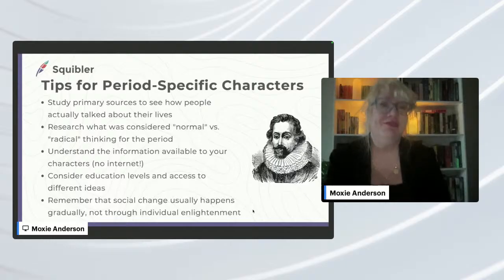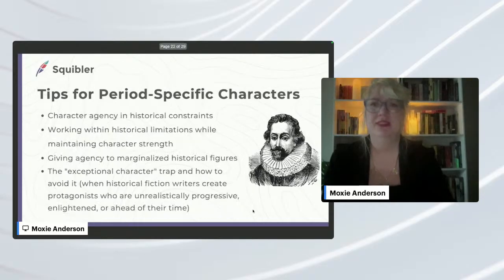You want to understand the information that is available to your characters as well. People living in Shakespeare's age don't have the internet. News is going to travel fairly slowly. How do they get information? How much is available to them? And how reliable is the information they received? That's another question. You might also consider the educational levels and access to different ideas with your characters specific to the time period they're in. And then also remember that social change happens gradually. It's not going to happen through individual enlightenment in most cases.